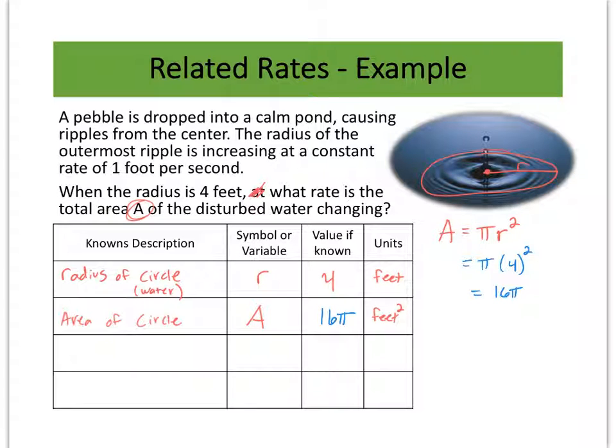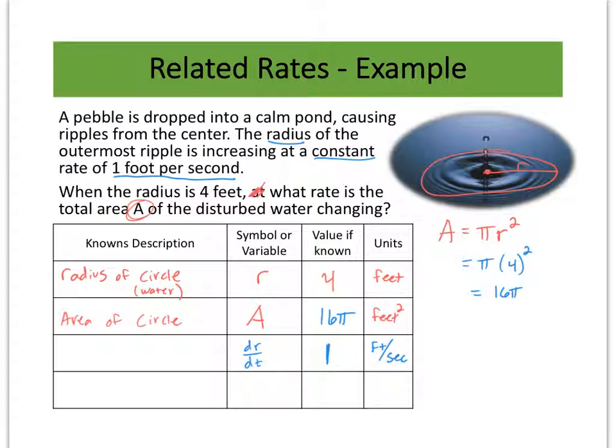Now, we're talking about rates, and we have a constant rate of 1 foot per second. And that's what the radius is changing. So the radius is changing with respect to time. So dr/dt is a thing that we know about. And we actually know the value of dr/dt is 1, and the units are feet per second. I hope that you can see that dr, the change in the radius, is in feet, and time is in seconds. And so it's feet over seconds: change in radius over change in seconds.